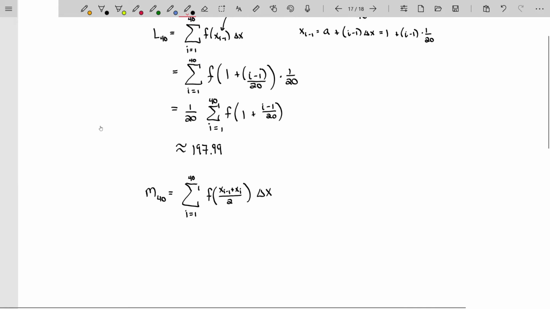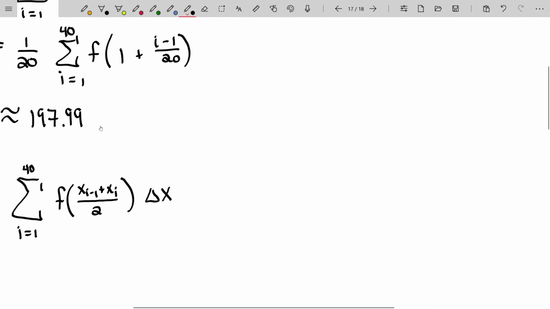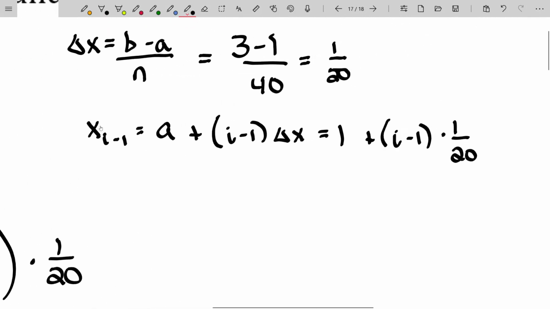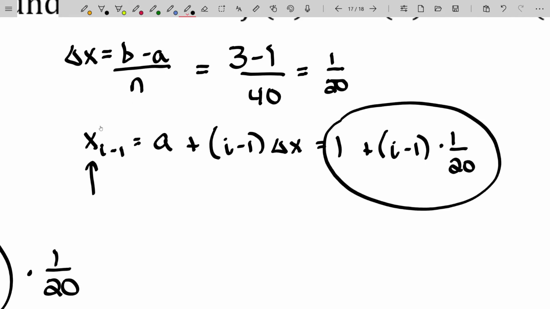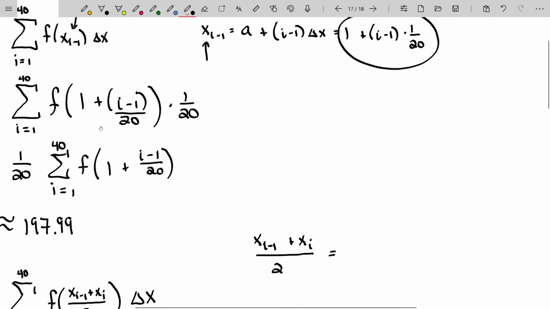So how are you going to do this like we did in Desmos? Well, it's a little extra work, but not too much. If you think about x sub i minus 1 plus x sub i over 2, well, we know x sub i minus 1, if you go to our formula right here, we had written that already. It's 1 plus i minus 1 quantity times delta x, which is 1/20th. So I'm going to write that in.